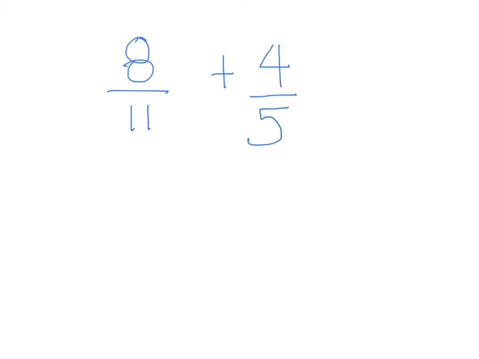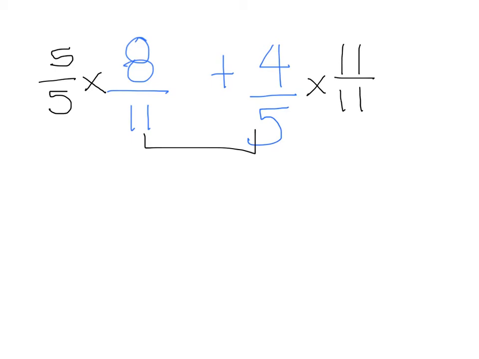Alright, for our first adding example, we have 8/11 plus 4/5. On this example, if you're looking at 5 and 11, we should know that our common multiple is going to be 55. You could also do that just by multiplying these two together. So we're going to multiply 8/11 by 5 over 5, because what we multiply the numerator by, we have to multiply our denominator by. And for 4/5, we're going to multiply that by 11 over 11.